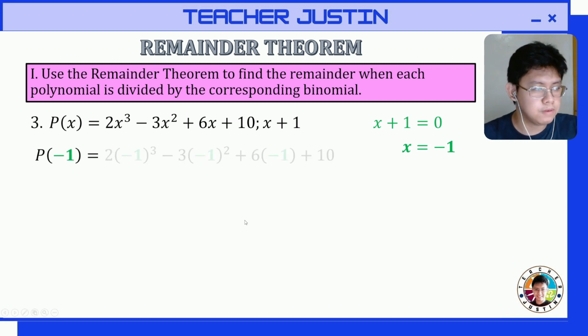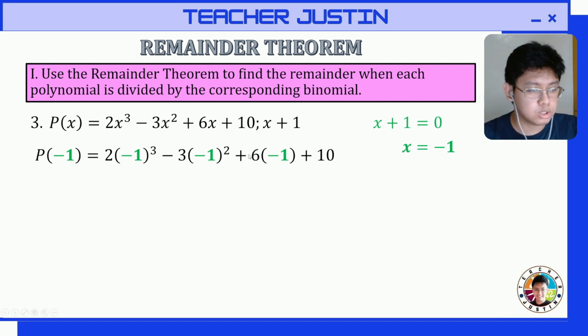So, we will have 2 times negative 1 cubed minus 3 times negative 1 squared plus 6 times negative 1 plus 10. Now, let's simplify each term. So, we will have negative 1 raised to 3 will be negative 1 times 2 will be negative 2. Tapos, negative 1 squared is 1. So, 1 times negative 3 is negative 3.